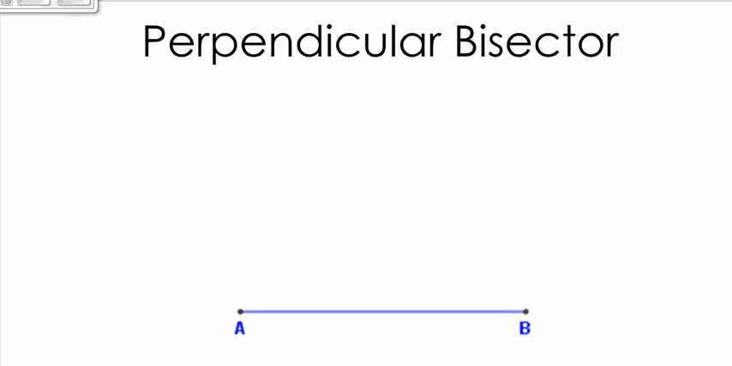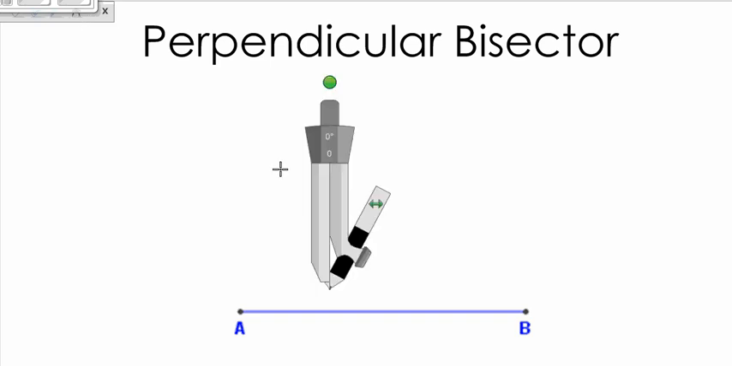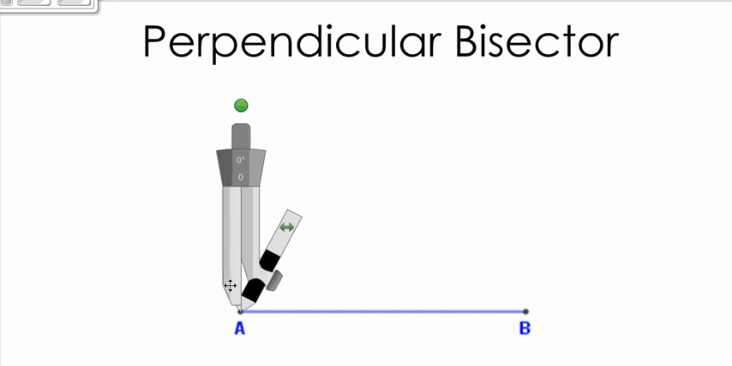Okay, next we have a perpendicular bisector. So we're going to take our compass and we're going to put it on point A. Please realize that perpendicular bisector means we are making a right angle and we're cutting the line in half. So it is doing both of those things. So we're going to put it on point A.